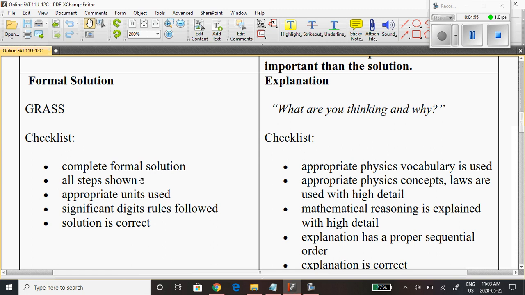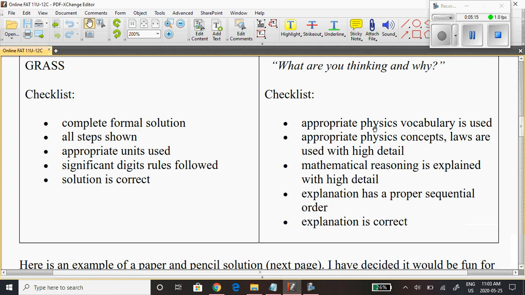I'll be looking for that. Check. Are the appropriate units being used? Check. Significant digit rules followed. Check. Is the solution correct? Did you get the right answer? Check. You'll be getting marks. Make sure you get this completed, every bit of the checklist. How about on this side?